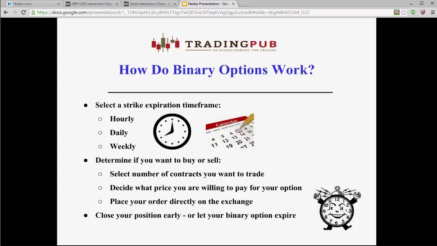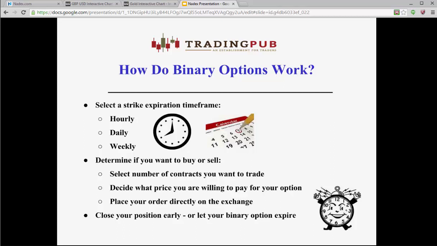And then what you want to do is determine whether you want to buy or sell that particular strike price, the number of contracts you want to trade, decide what price you are willing to pay for your binary option, and then you place your order directly on the exchange.